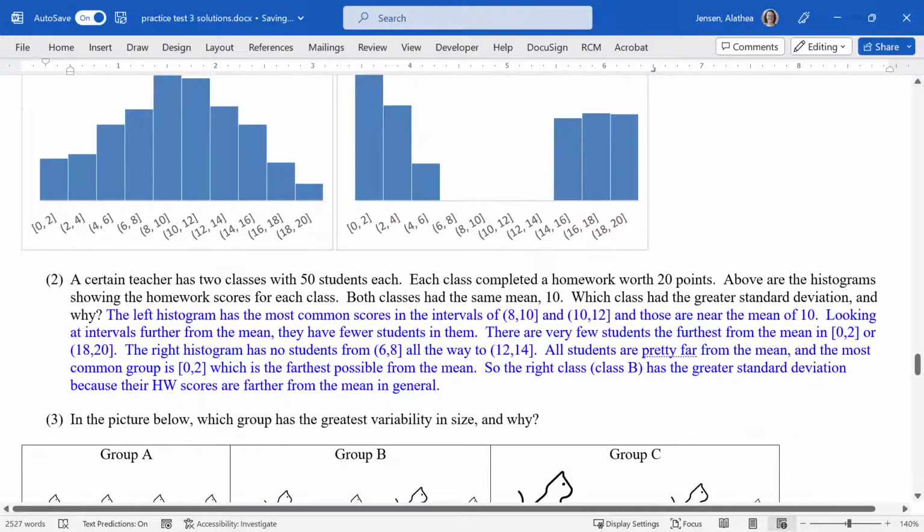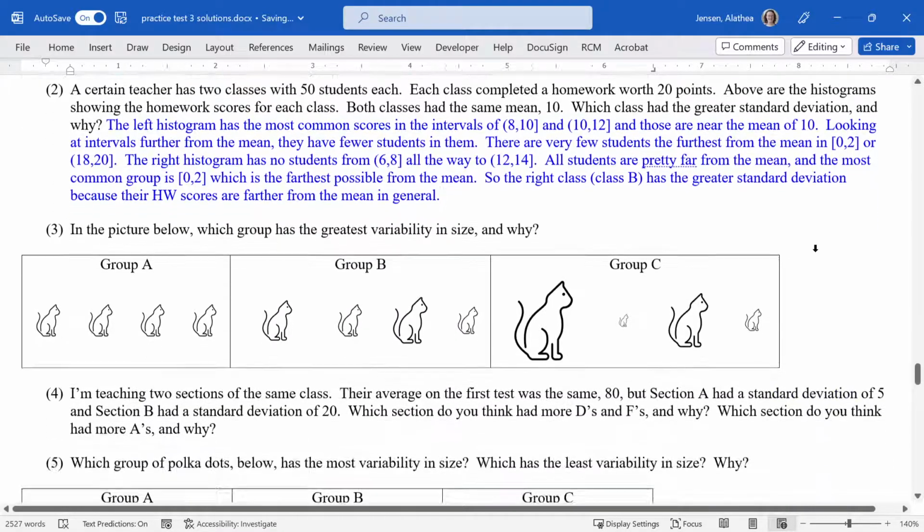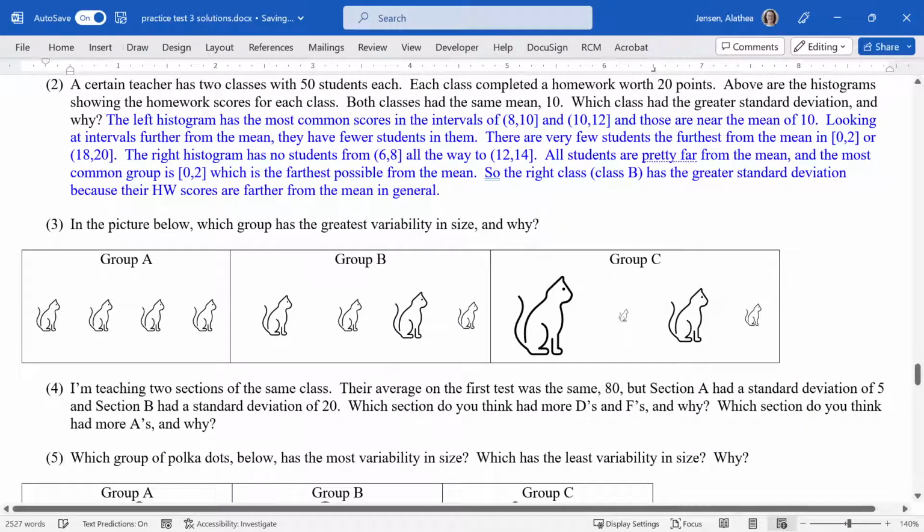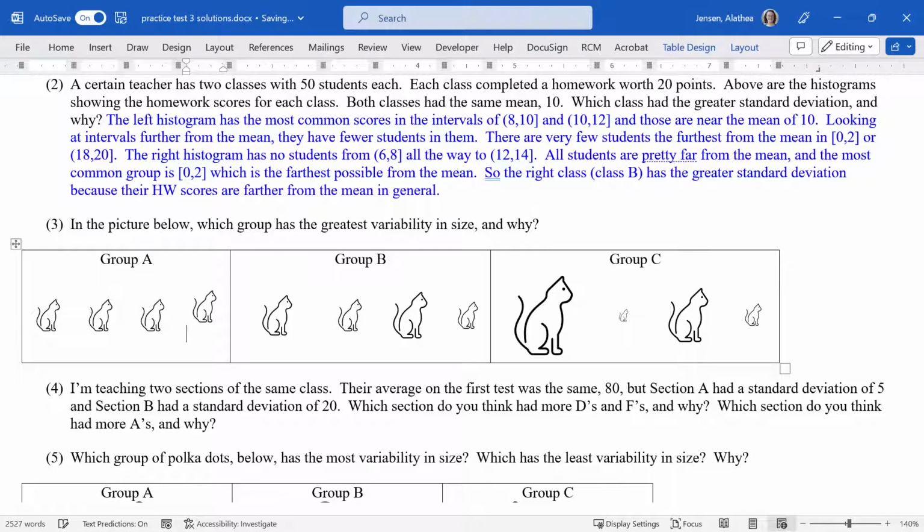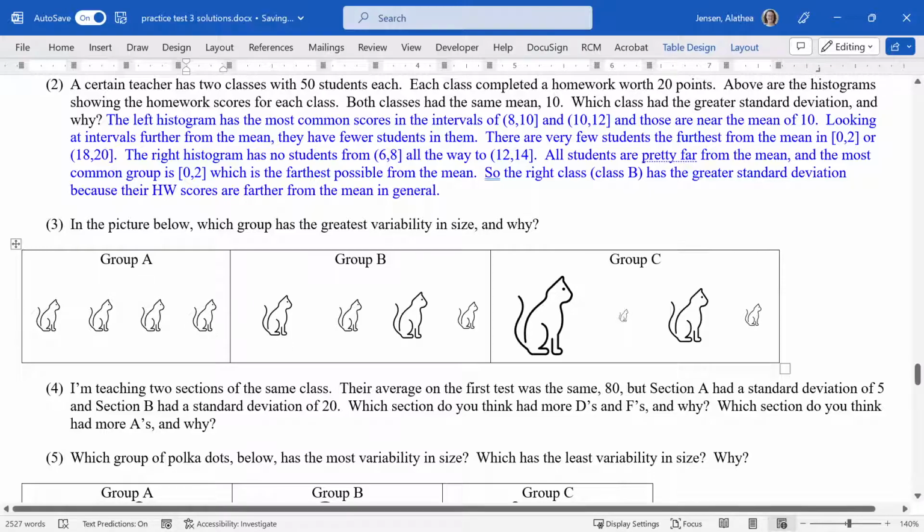Okay, number 3, picture below: which group has the greatest variability in size? Hopefully this one's pretty obvious visually. So in group A here, oh right, I put these in their own cells. Hold on, I'll type it up here.